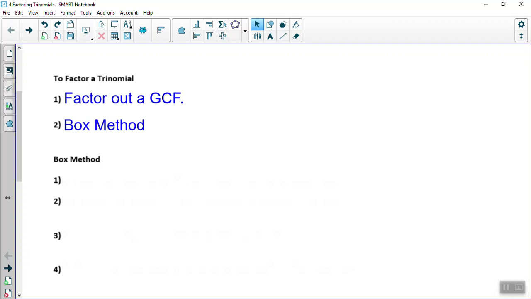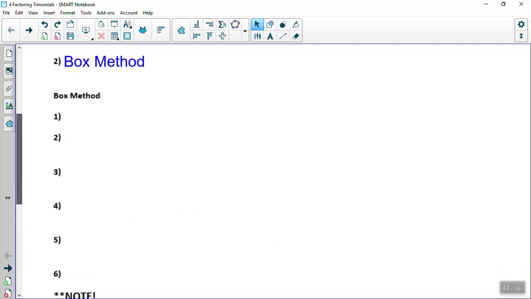Then I'm going to teach you how to factor using the box method. If you really don't get the box method, then I can teach you another way, but the box method does tend to be the easiest way. So here we go. The box method.